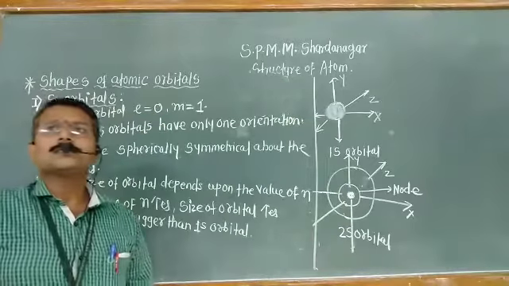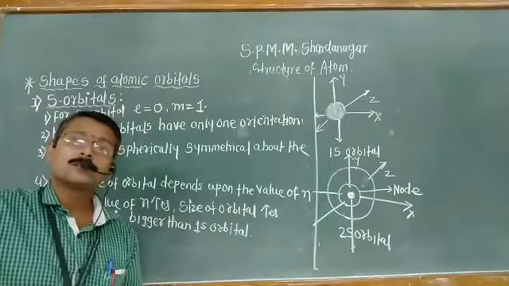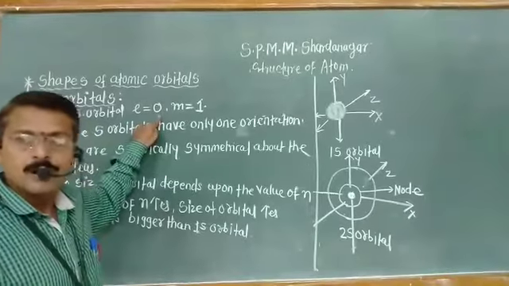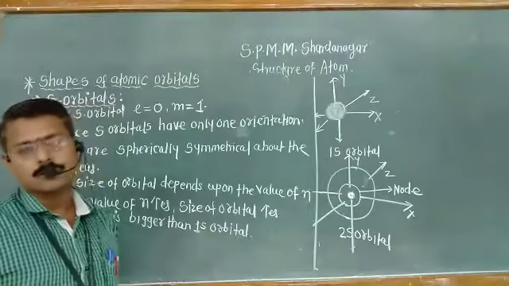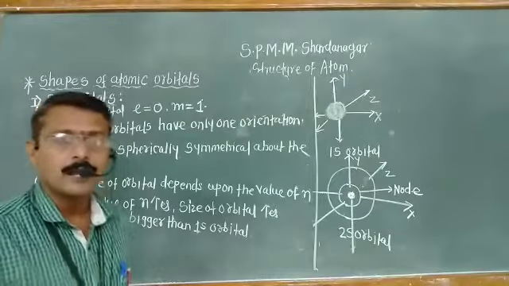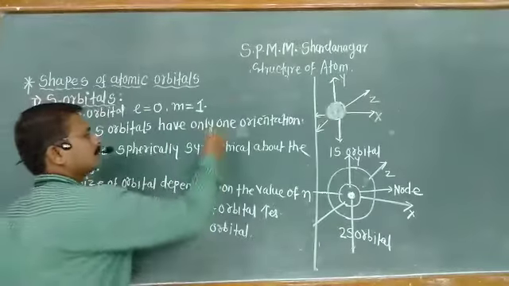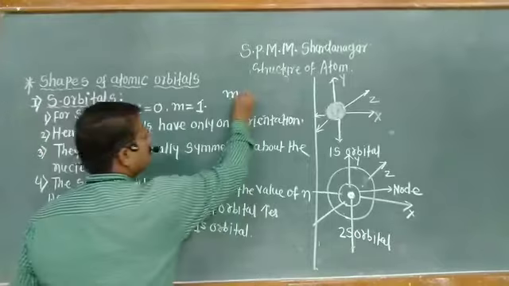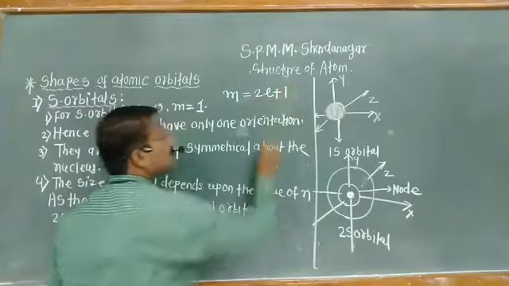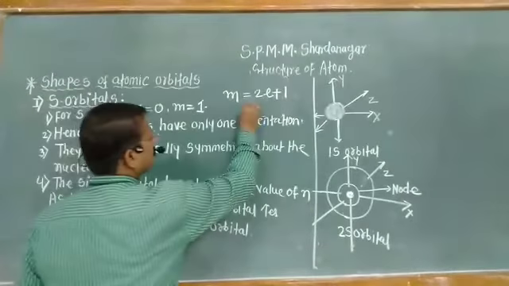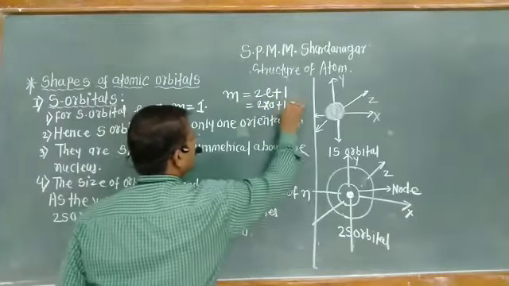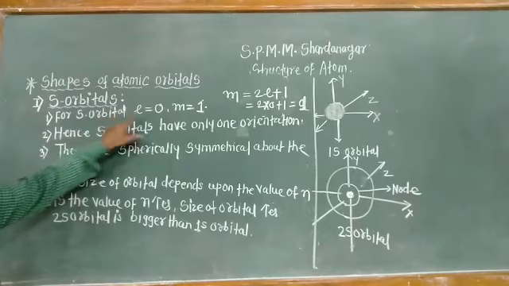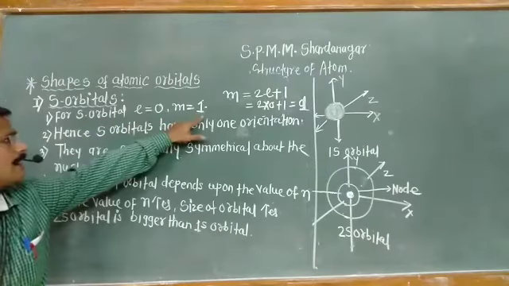When we discuss the shape of the s orbital, the azimuthal quantum number L is equal to 0 and the magnetic quantum number M is equal to 1. How is that possible? The value of the magnetic quantum number M is obtained by the formula 2L plus 1. Putting L equal to 0, 2 into 0 plus 1 is 1. So the first point is that for the s orbital, L is equal to 0 and M is equal to 1.